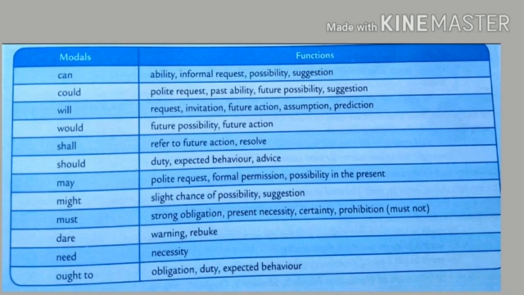We shall play tomorrow. Future possibility comes for will also, but how it differs is that we have some confirmation in this shall. Will is like assumption, but shall is like a little confirmation. We shall play tomorrow. We will play tomorrow. There is no certainty in will, but there is some confirmation in shall. We shall play tomorrow. Next one, resolve. You shall complete a project within time by speeding up your work. The functions of shall are to refer to future action and resolve.